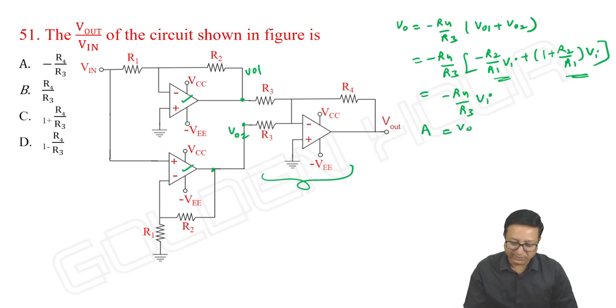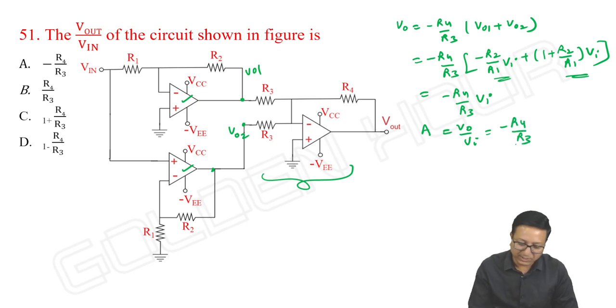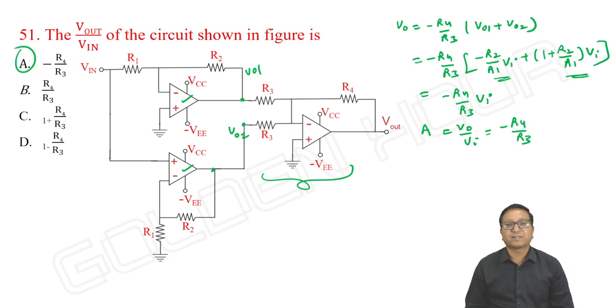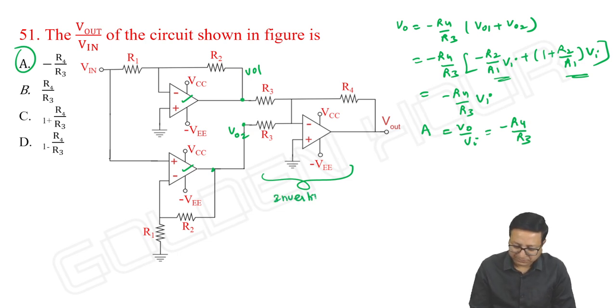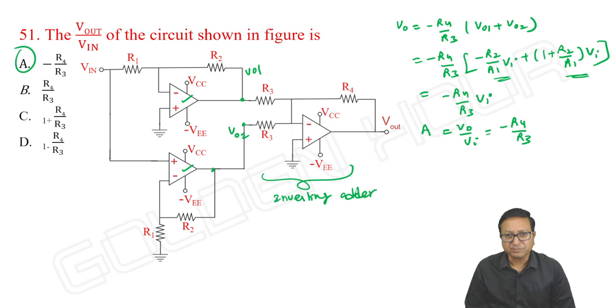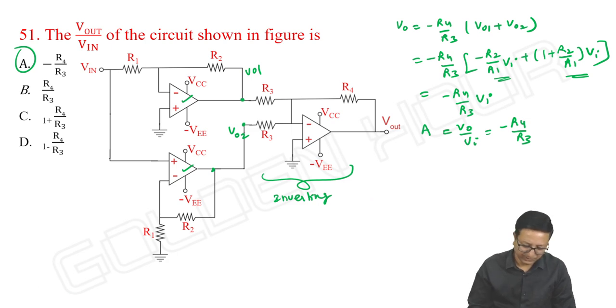So what is the gain? It is V output by VI is equal to minus R4 by R3. Option A is correct. It's a very simple question. It was asked for 2 marks. Nothing is there in this. So it is simply an inverting adder. Summing amplifier, I can say. Adder or summing amplifier. If all the resistors are equal, I can say adder. It's a summing amplifier.